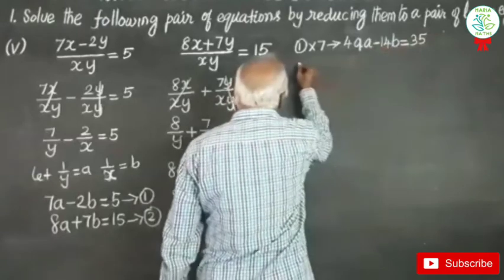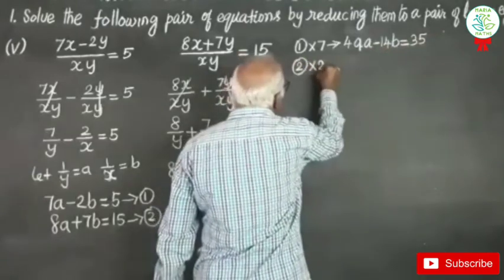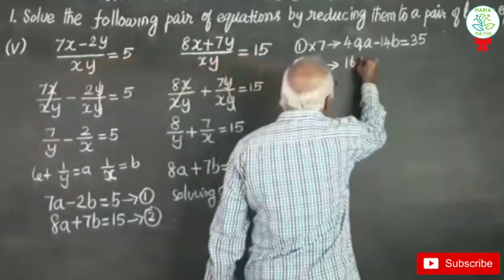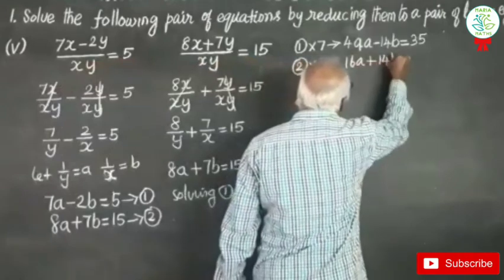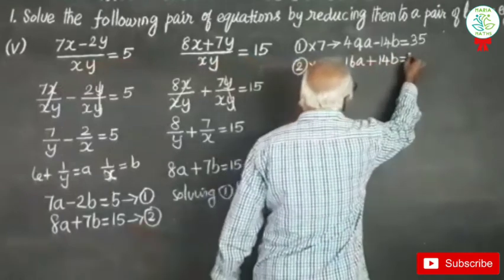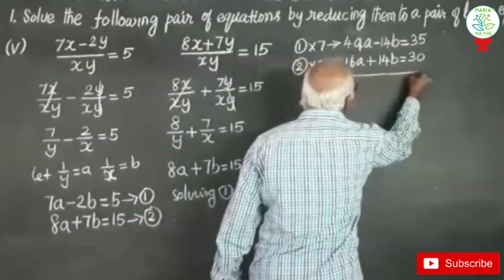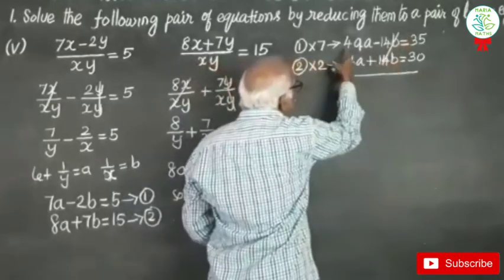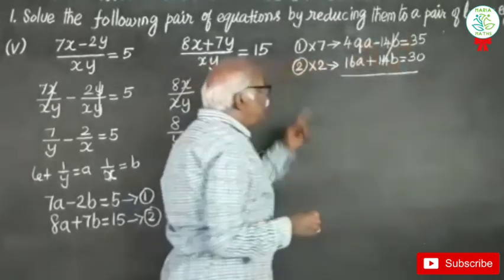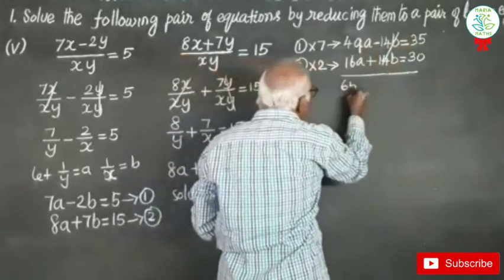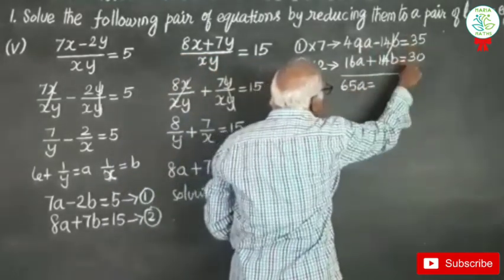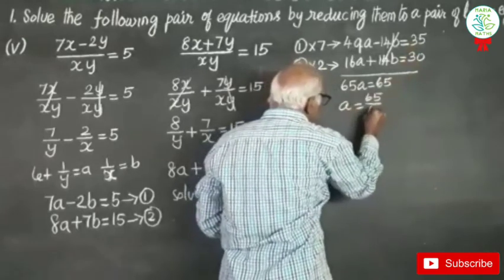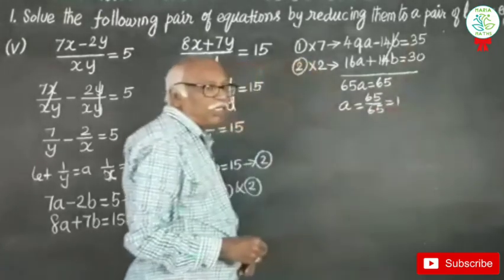Equation 2 into 2 gives 16a plus 14b equal to 100. Then minus 14b and plus 14b cancel. So this is 49a plus 16a, 65a, equal to 35 plus 100, 135. Hence a equal to 65 by 65 equal to 1. A equal to 1.